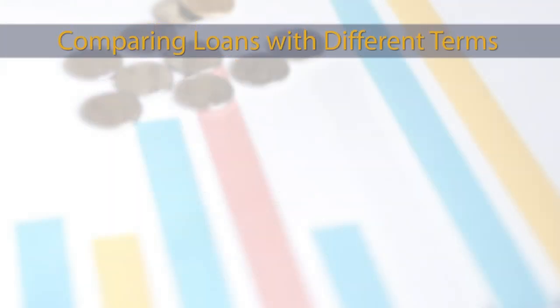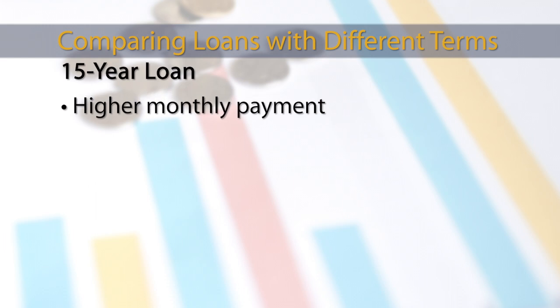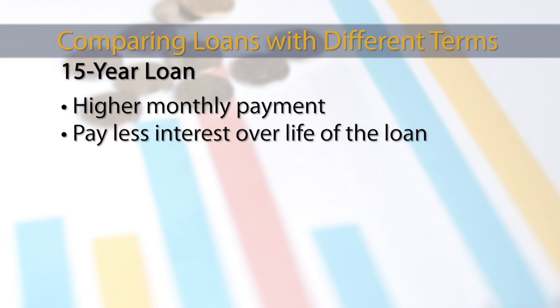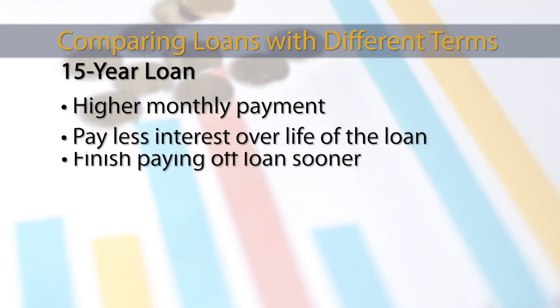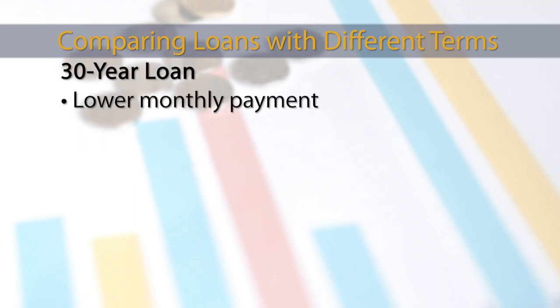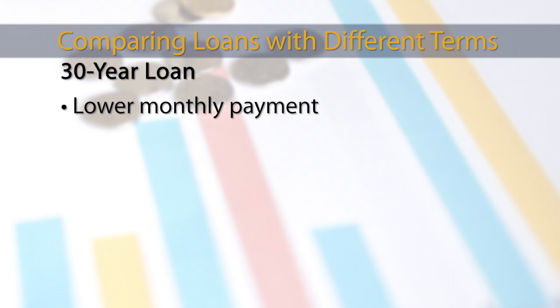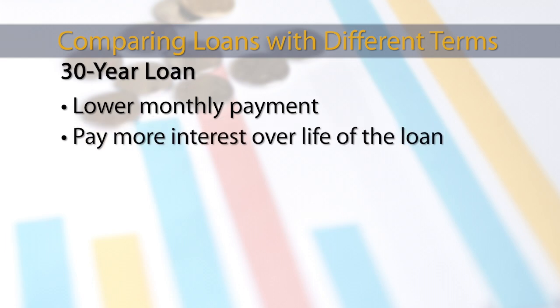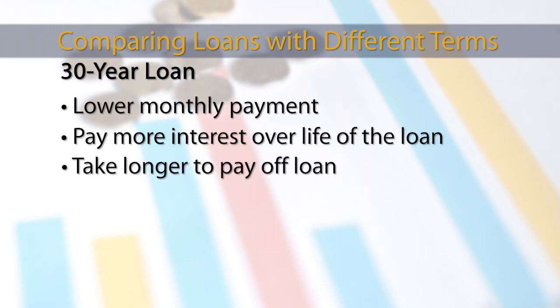Let's compare loans with different periods of time. With a 15-year loan, you have a higher monthly payment than with a 30-year loan, but you will pay less interest. You will finish paying your loan sooner. With a 30-year loan, you have a lower monthly payment than with a 15-year loan, but you will pay much more interest. A 30-year loan is a loan for a much longer time. As a result, a 30-year loan is much more expensive.